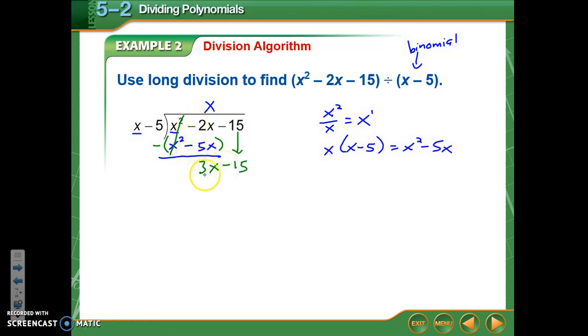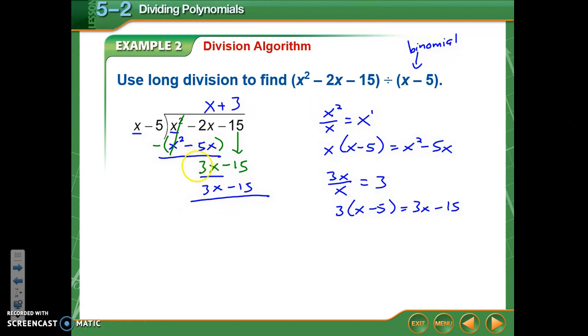And then we're going to repeat. I look at the first term of my divisor and the first term of what's inside my dividend. So I ask myself, 3x divided by x is what? Well, it's 3. It's a positive 3. So I'm going to write plus 3 up here. And notice what happens when I take this 3 times my divisor of x minus 5. I get 3x minus 15. And I write that underneath here.